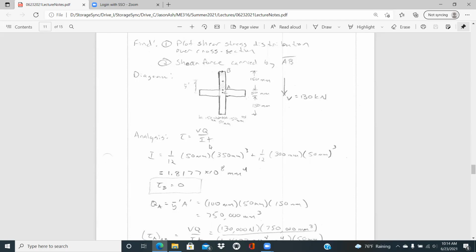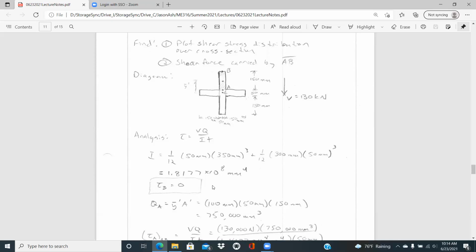And the way I did that was the 1/12 times the base 50 millimeters times the height 350 millimeters cubed, plus then the horizontal section. We've already taken into account this vertical portion, so it's just 1/12. The base would then be 300 millimeters, and the height 50 millimeters cubed will give us 1.8177 times 10 to the 8th millimeters to the 4th.